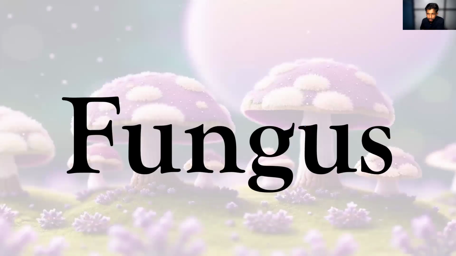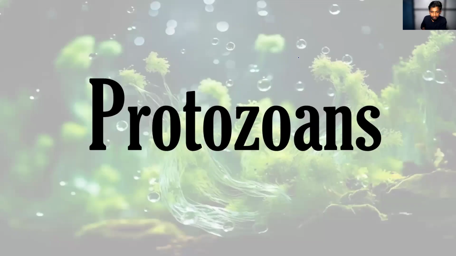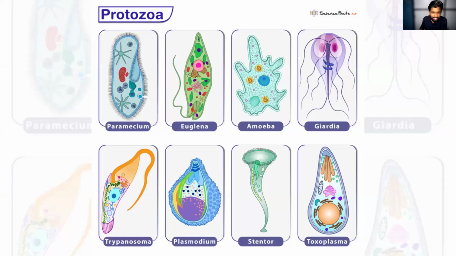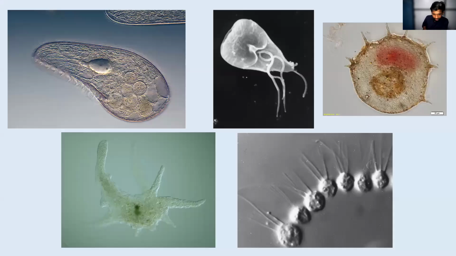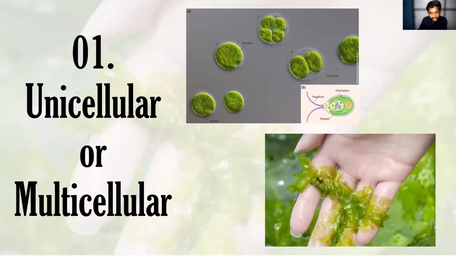Here you can see the picture. They have given the picture, right? Like this ball structure. So they are fungus. Protozoas, I already said that there are many kinds of protozoa: amoeba, euglena, paramecium. All these organisms come under protozoa. The next one is algae. So under the algae, here you can see many kinds of algae, right? Multicellular algae are also there.